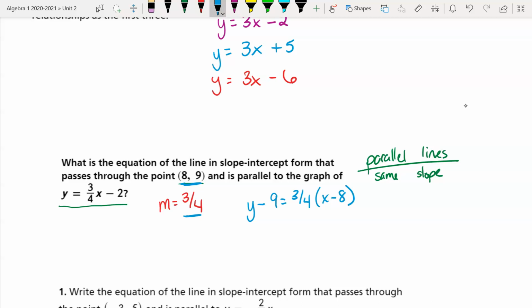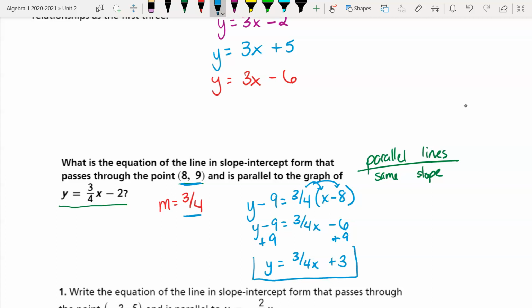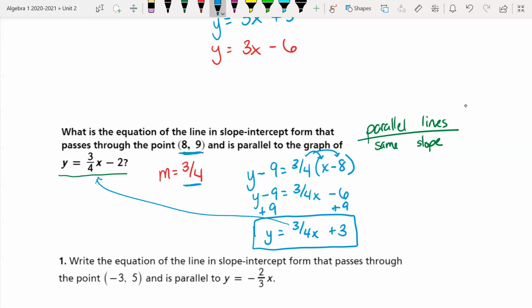Now we're going to convert to slope-intercept form. So I'm going to distribute. I'm going to add my 9 over. And voila, I have an equation in slope-intercept form. Notice it has the same slope as the other line. That makes it parallel, but a different y-intercept. So parallel lines have the same slope and a different y-intercept.